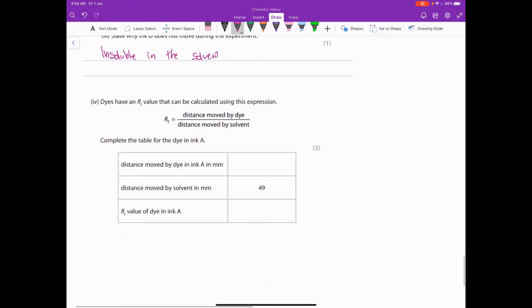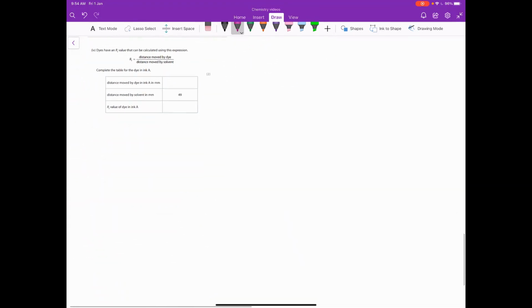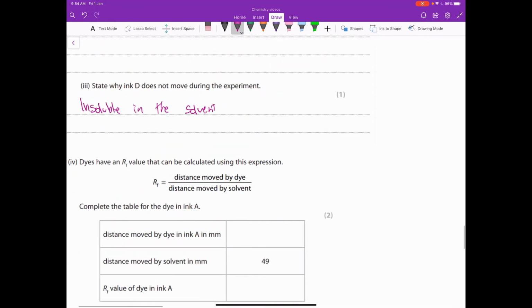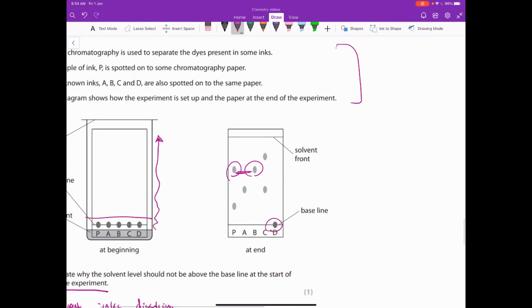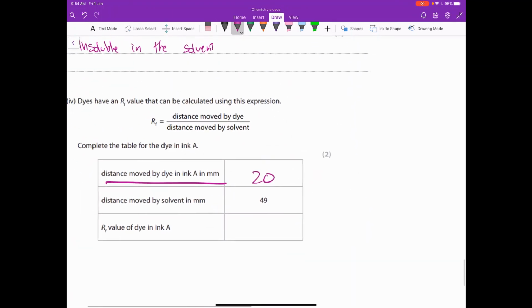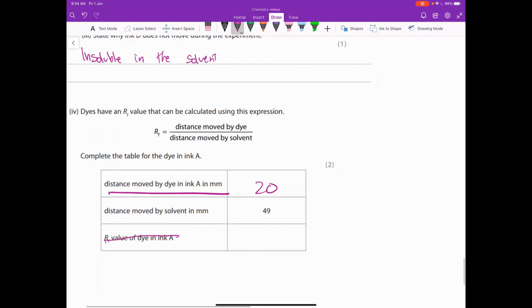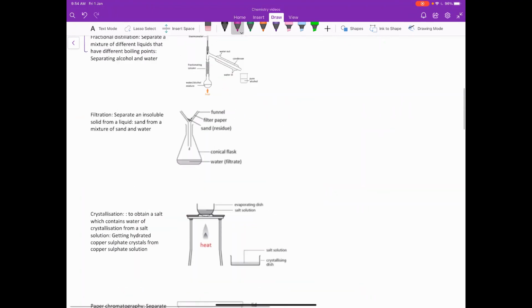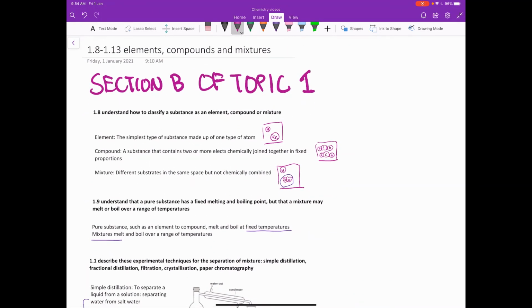In part 4, we cannot really do it as there's no fixed measurement, but I will just run through the distance moved by the dye in ink A in millimeters. You would just use a ruler in the exam, which should be, give or take, like 20 millimeters. And to find this, you would use the equation over here, which will be 0.41. That is section B of topic 1 in chemistry. Thank you.